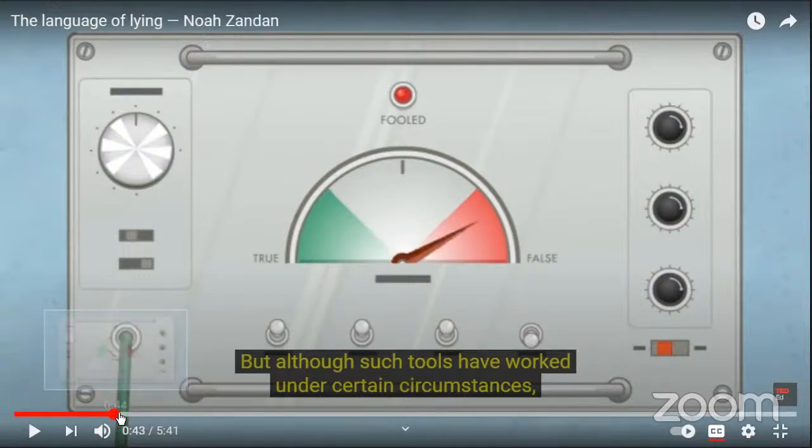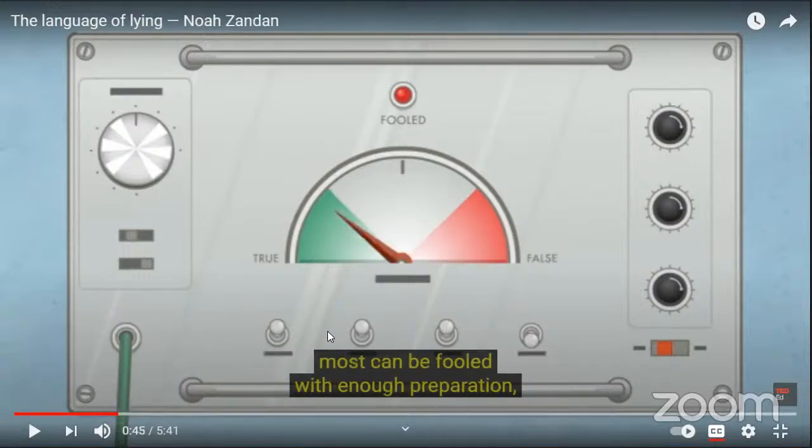And what is that something else? This one. Most can be fooled with enough preparation. All right. So this is the important part to say that they don't work all the time. Something that is fooled is something that is tricked. So you can trick, you can fool the machine, and even though you're saying a lie, the machine is going to identify this as true, right?